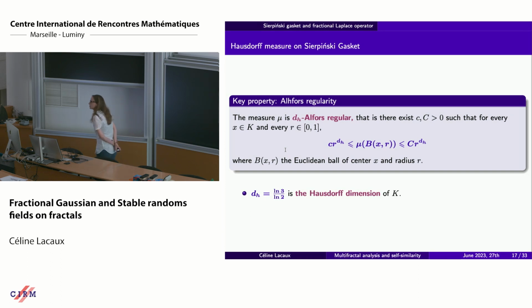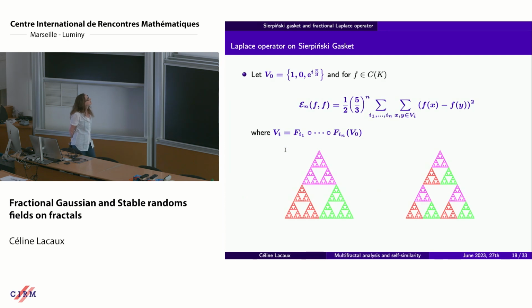I give you one key property of this Hausdorff measure, and now I need the Laplace operator. So for the Laplace operator, I will define some Dirichlet form. First, I consider the vertices of the Sierpinski gasket, Q1, Q2, and Q3. And I define this form, where in the sum, V_y is what you get when you have applied the contraction n times. So you only consider here the edges of your Sierpinski gasket.